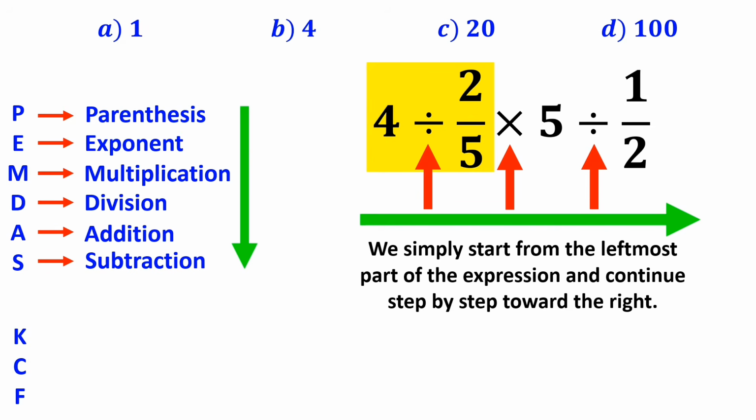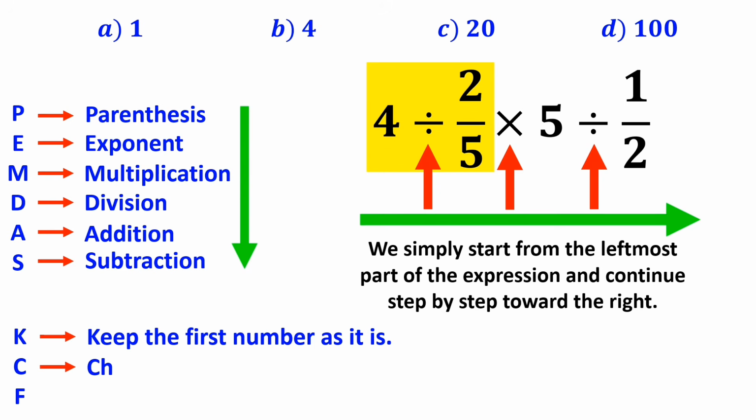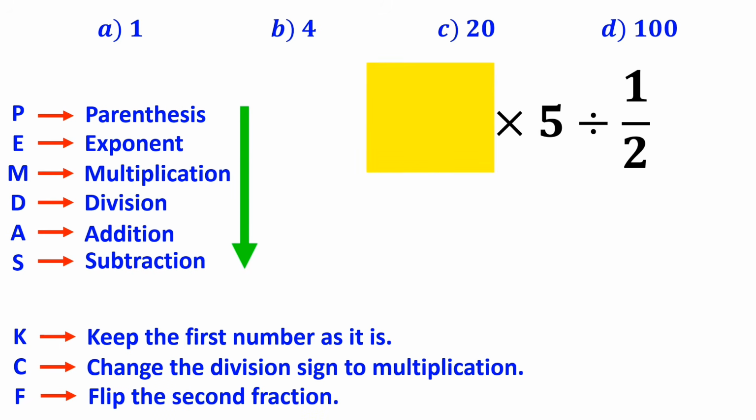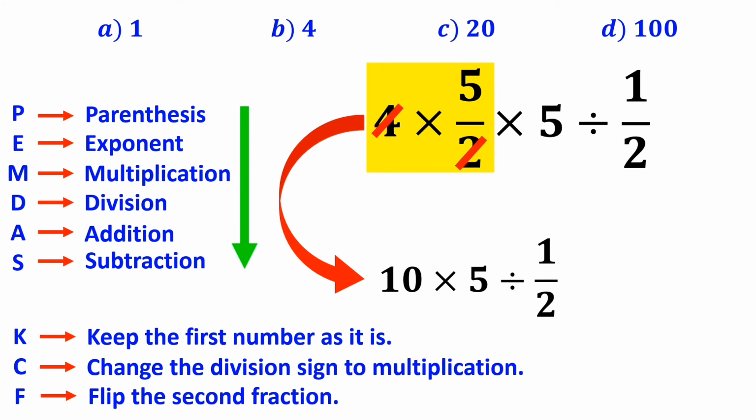In this rule, K stands for keep the first number as it is, C stands for change the division sign into multiplication, and F stands for flip the second fraction. So, we take the highlighted part and rewrite it as 4 times 5 over 2. Now, the 4 and the 2 in the denominator can be simplified, and we can rewrite this expression as 10 times 5 divided by 1 over 2.